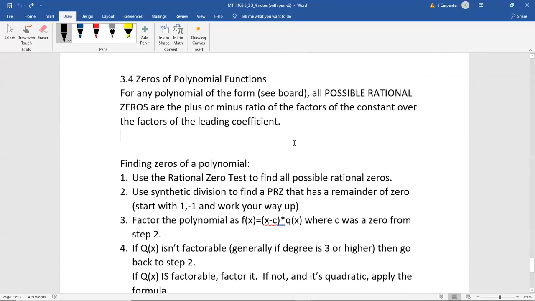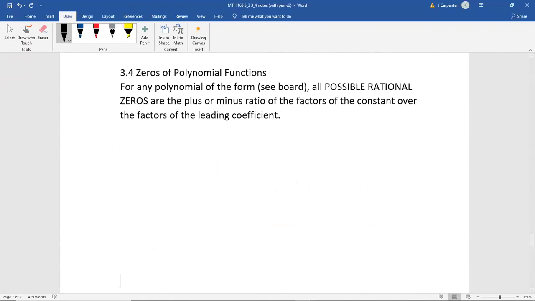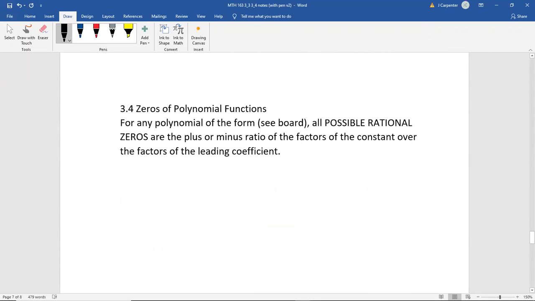Zeros of polynomial functions. We are going to establish a way to list all of the possible rational zeros.